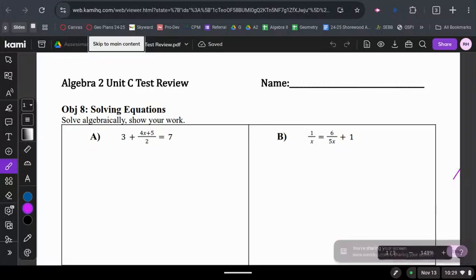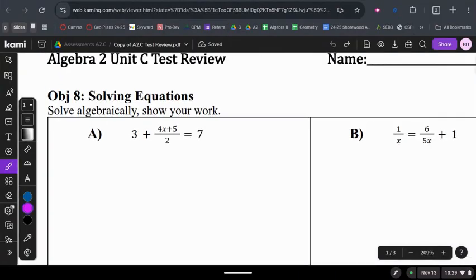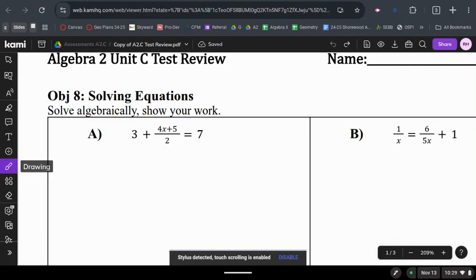On solving equations, we'll have only 4 questions on the test itself. So let's take a look through each of these to make sure we know how to solve them. So this first one, we want to isolate the fraction because there's just one of them. We don't need to find a common denominator.